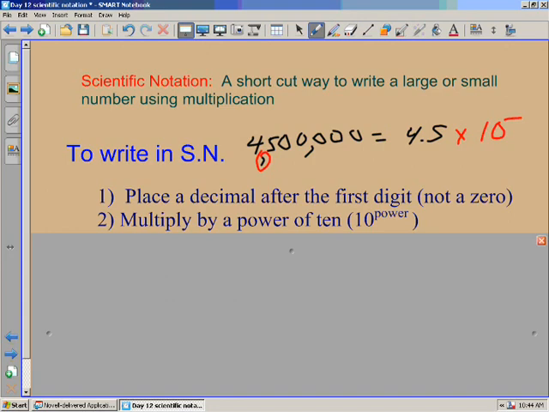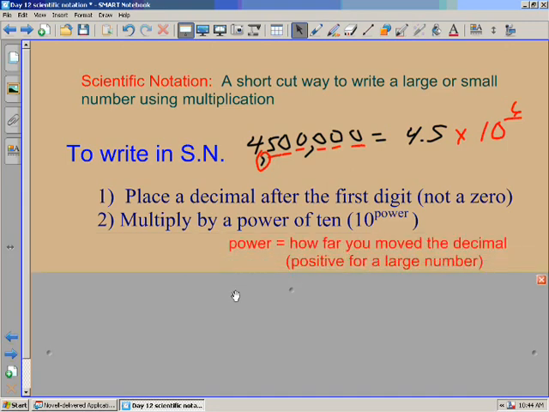10, 100, 1,000, 10,000, 5? How many thousands did we multiply by? And again, we can just count our power of 10. 1, 2, 3, 4, 5, 6 places that I moved it. That would be 10 to the 6th power. So we look at our power of 10 based on how far we move that decimal.